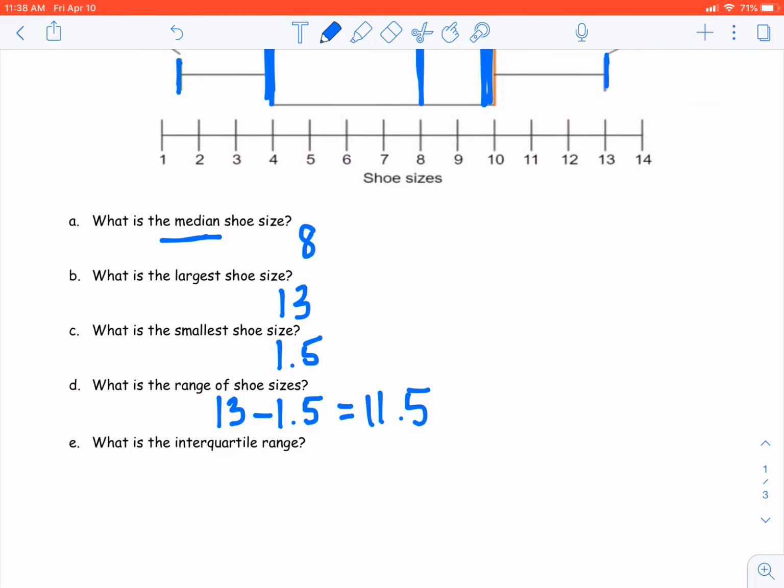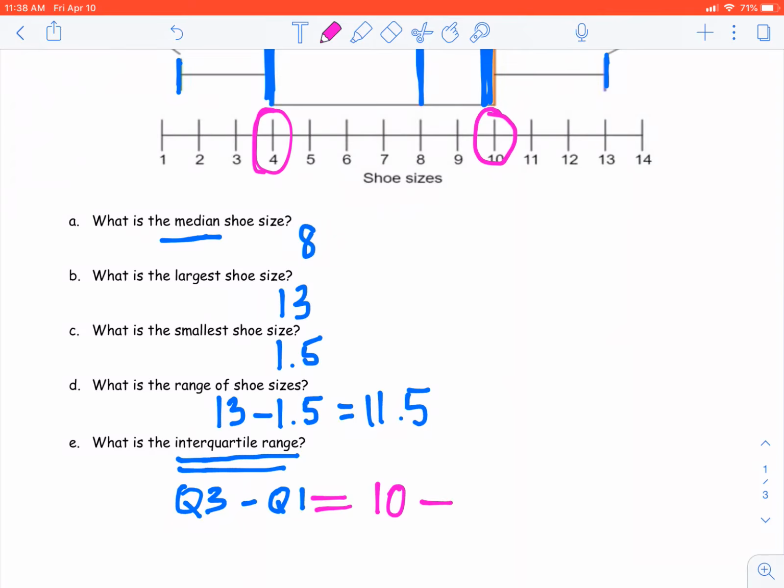All right, what is the interquartile range? Now we haven't talked about this yet. Interquartile range is going to be quartile 3 minus quartile 1. So the upper quartile minus the lower quartile. So I'm just going to switch colors here. This is the upper quartile, the right side of the box, which would be 10, minus now the other side of the box, which is 4. So 10 minus 4 gives us 6. So our interquartile range would be 6.